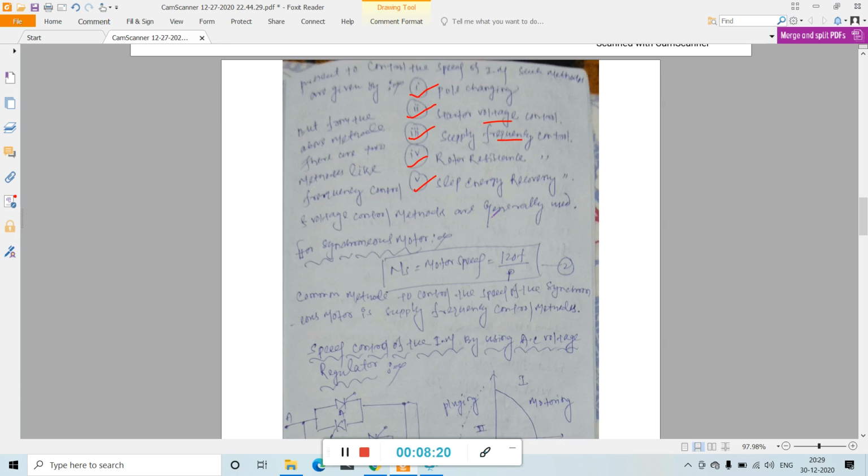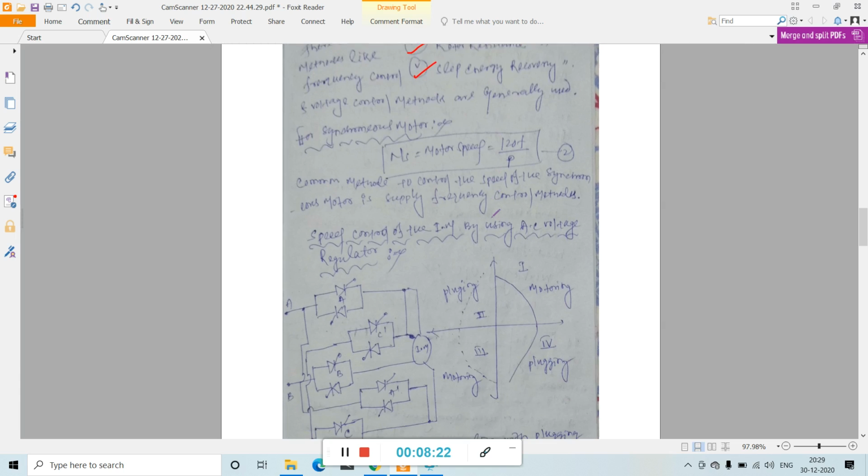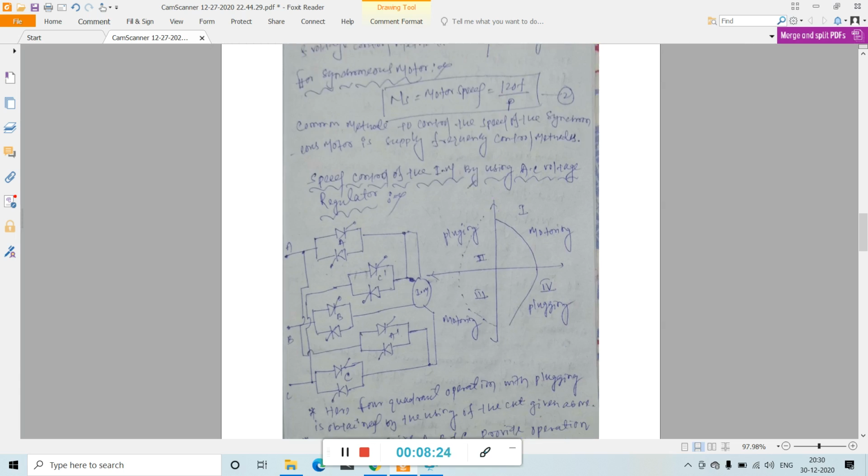Okay, so next come to synchronous motor. For synchronous motor, Ns is equal to 120 F by P, simply because here the speed is our constant synchronous speed. So the common method to control the speed of the synchronous motor is supply frequency control, because here frequency is also there, pole is also there. So the common method is the supply frequency control method.